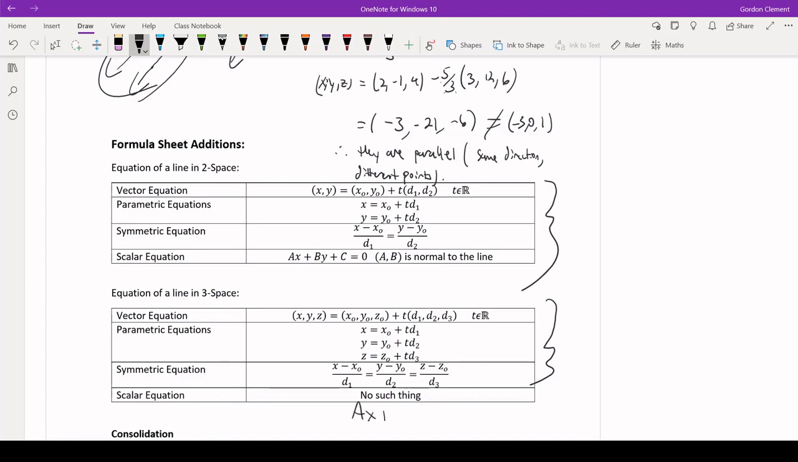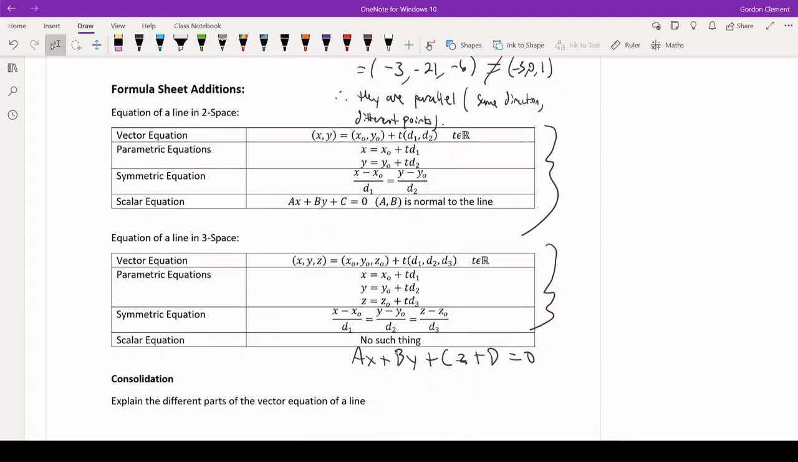And you're like, well, wouldn't it just be this? Everything has been just one more letter whenever we have 3D. And yes, that is a 3D scalar equation. But what we're going to see in our next lesson is that's actually an equation of a plane, not of a line. So there's no way to make a scalar equation of a line in 3D. If you have that type of equation, it doesn't make a line. All the points that would work on an equation like that form an entire plane, an entire flat surface, not just a straight line.